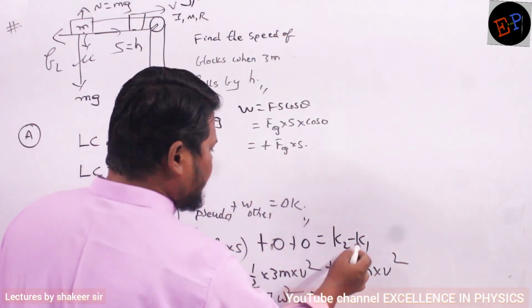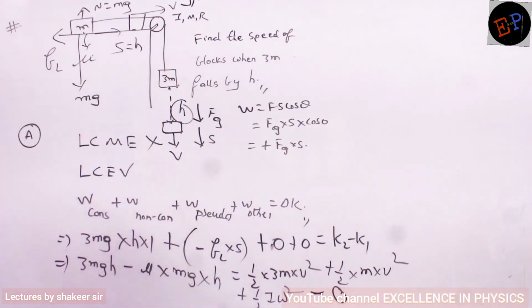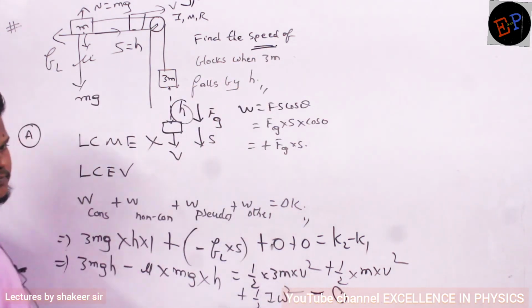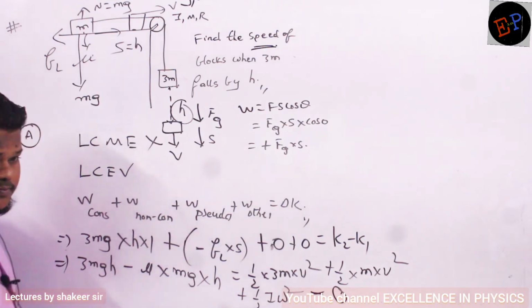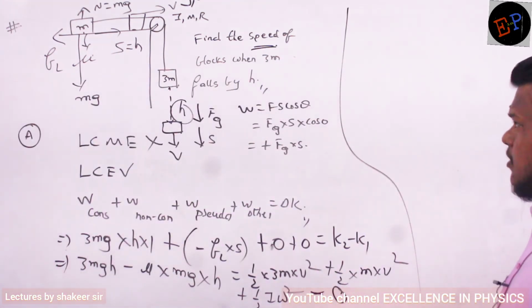Minus initial kinetic energy, 0. Initially every body is at rest, no? So every kinetic energy is 0. Clear? So speed only he is asking, no? It means he is asking the v value. But omega is also there, no? Again, how can I calculate the omega value?